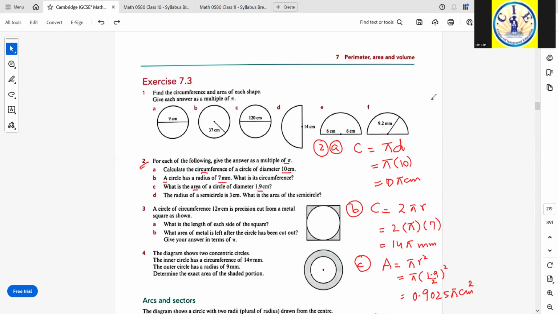Okay, then for part D, the radius of a semicircle is 3 centimeters. What is the area of the semicircle? Area of the semicircle is given by pi r squared divided by 2.